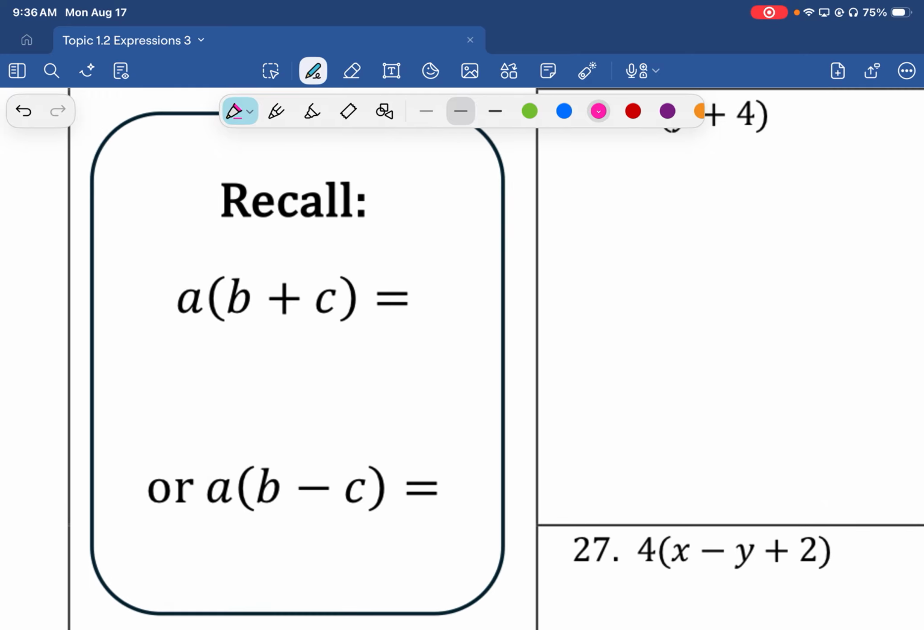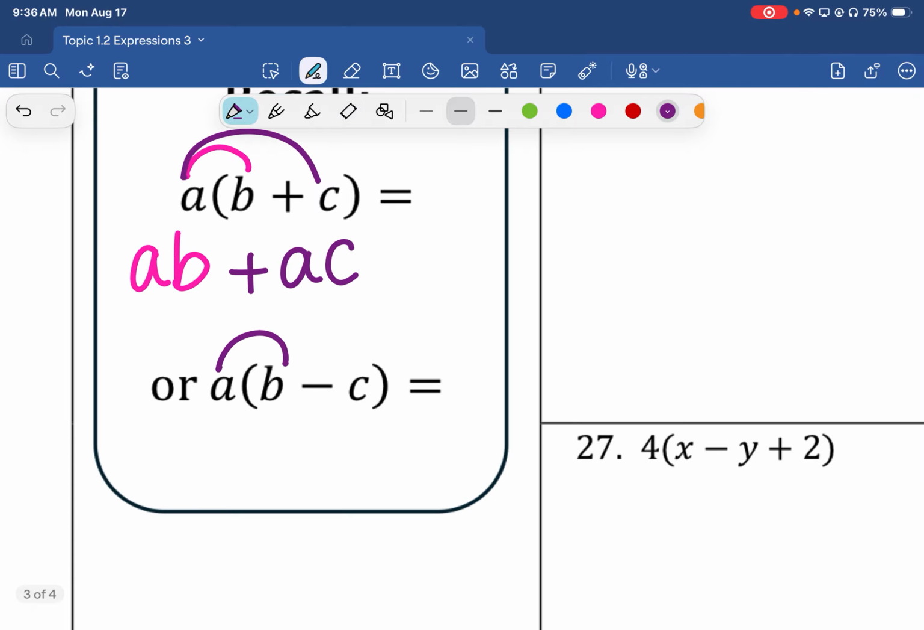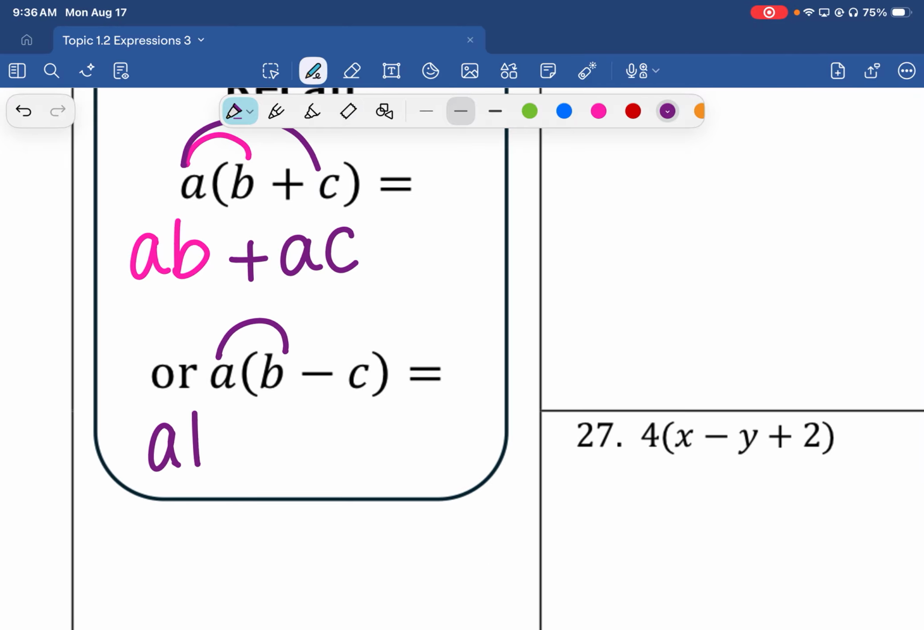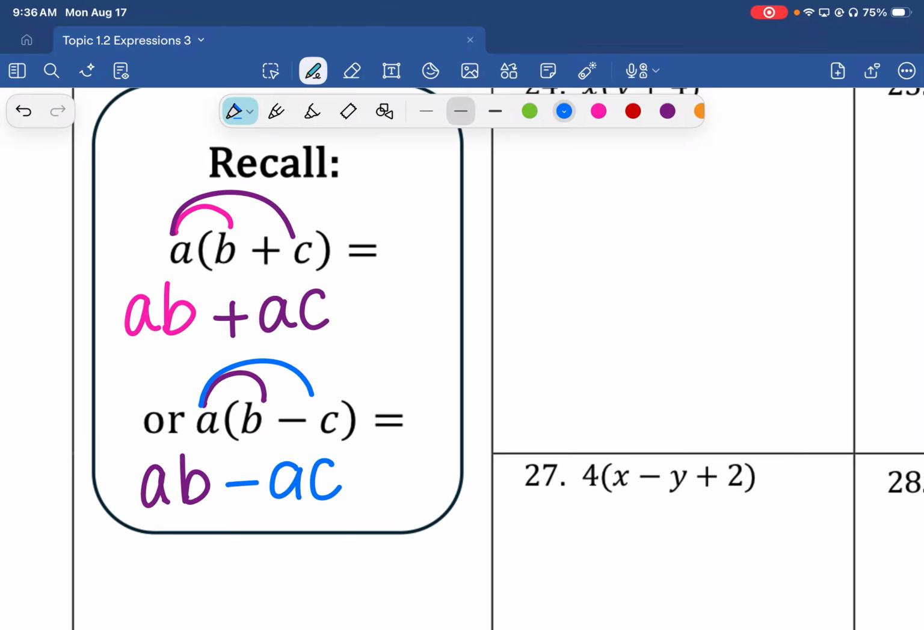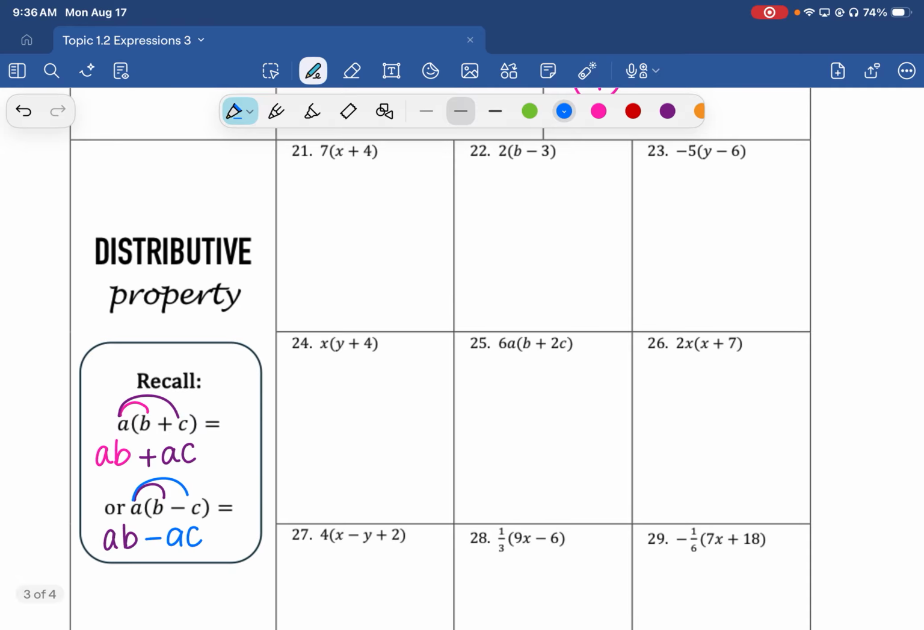So if I distribute this A, what is A times B? AB. Okay. What is A times C? AC. So we get AB plus AC. Okay. Now, what is A times B? AB. Okay. What is A times negative C? Negative AC. Okay, so that is essentially how distribution works. So we're going to do the odds of these together, and then I'll let you do the even.